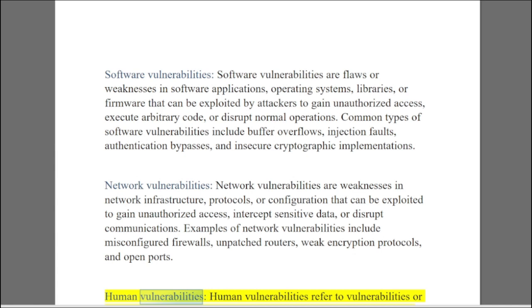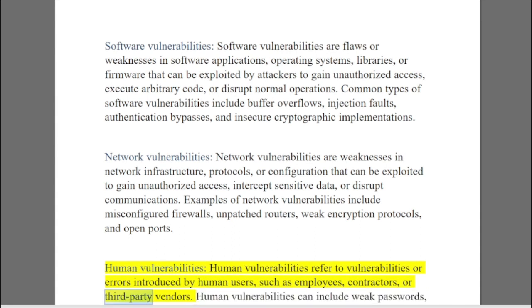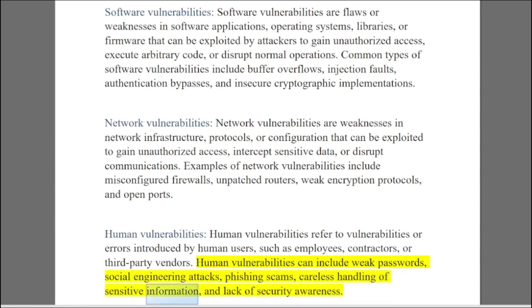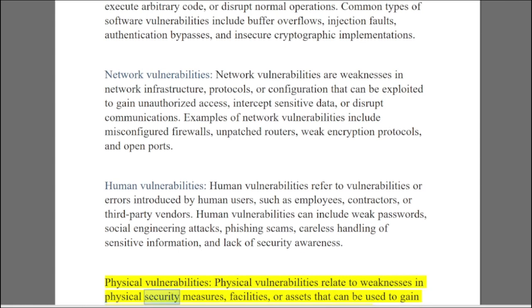Human vulnerabilities. Human vulnerabilities refer to vulnerabilities or errors introduced by human users, such as employees, contractors, or third-party vendors. Human vulnerabilities can include weak passwords, social engineering attacks, phishing scams, careless handling of sensitive information, and lack of security awareness.